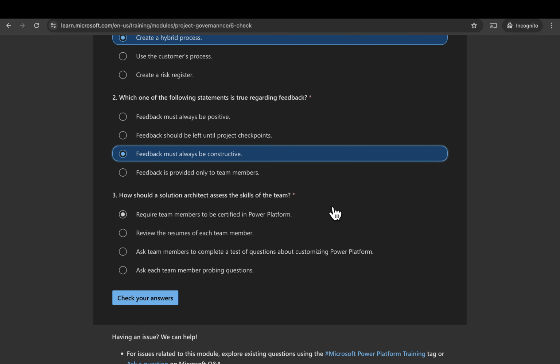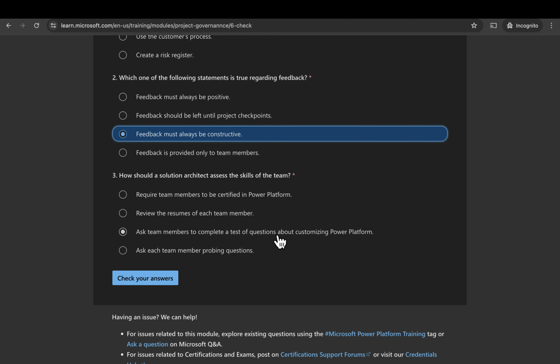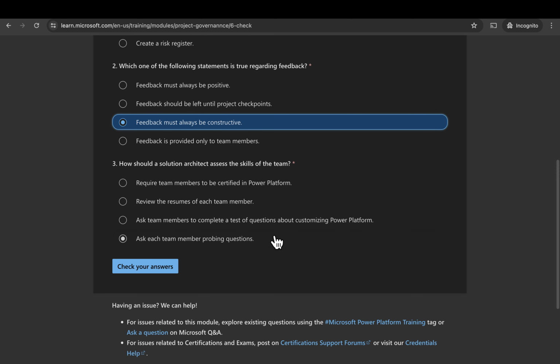How should a solution architect assess the skills of the team? Require team members to be certified in Power Platform. Review the resumes of each team member. Ask team members to complete a test of questions about customizing Power Platform. Ask each team member probing questions. I'm going to choose the last one.